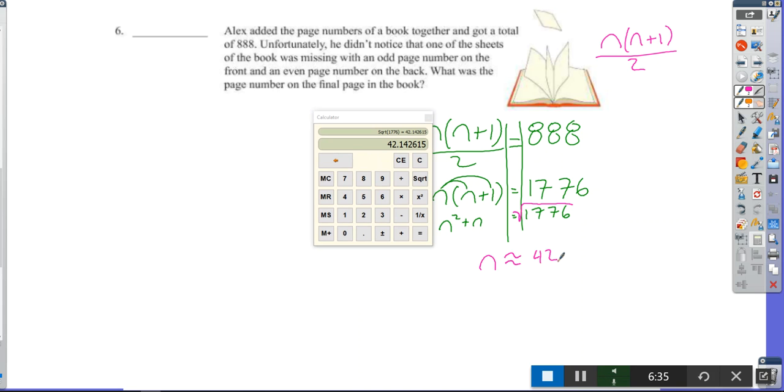Now, as luck would have it, spoiler alert, if you don't want to know the answer, cover your ears. The answer is 42. But I will show you why we know that is true. So n is close to 42 because n squared plus n is close to 1,776. But we don't know exactly where it is. So I'm going to plug the 42 into my master equation and see what is the sum of all of the digits from 1 to 42.